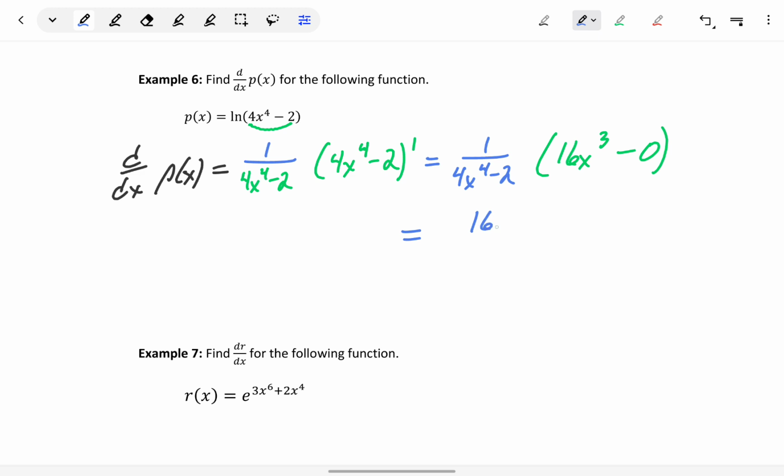So our final answer will be 16x cubed over 4x to the 4th minus 2. And actually I shouldn't call that our final answer because we can reduce a little bit here. Each of these coefficients is divisible by 2, meaning we can take one last step to reduce this down to 8x cubed divided by 2x to the 4th minus 1.